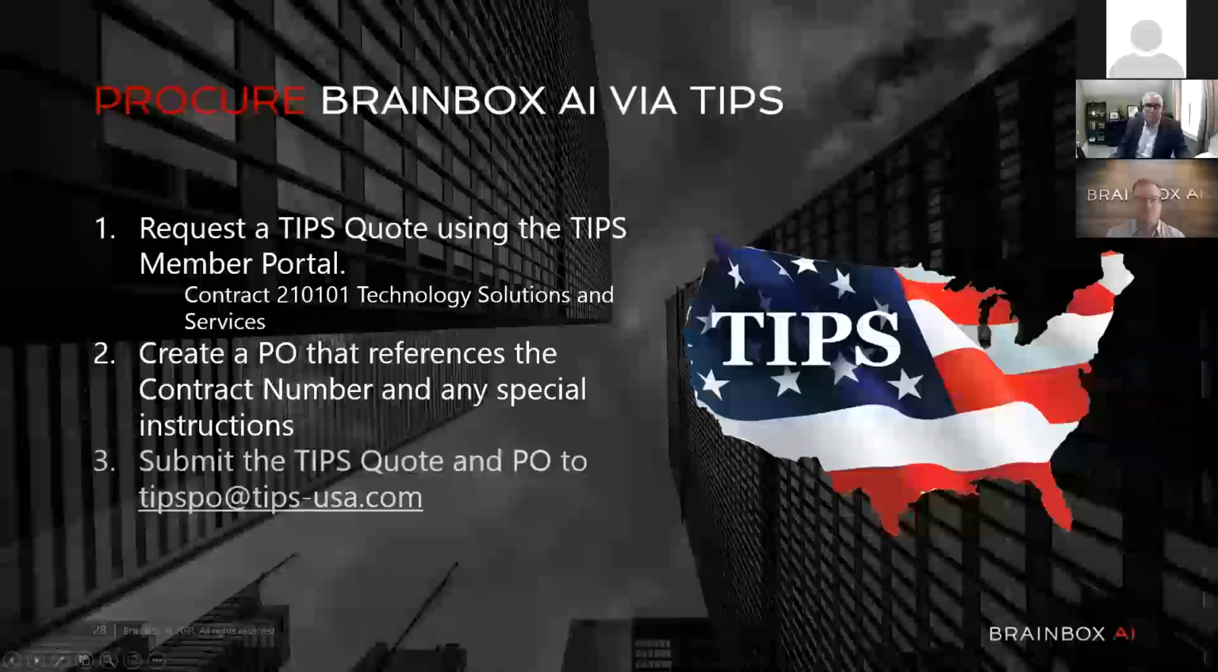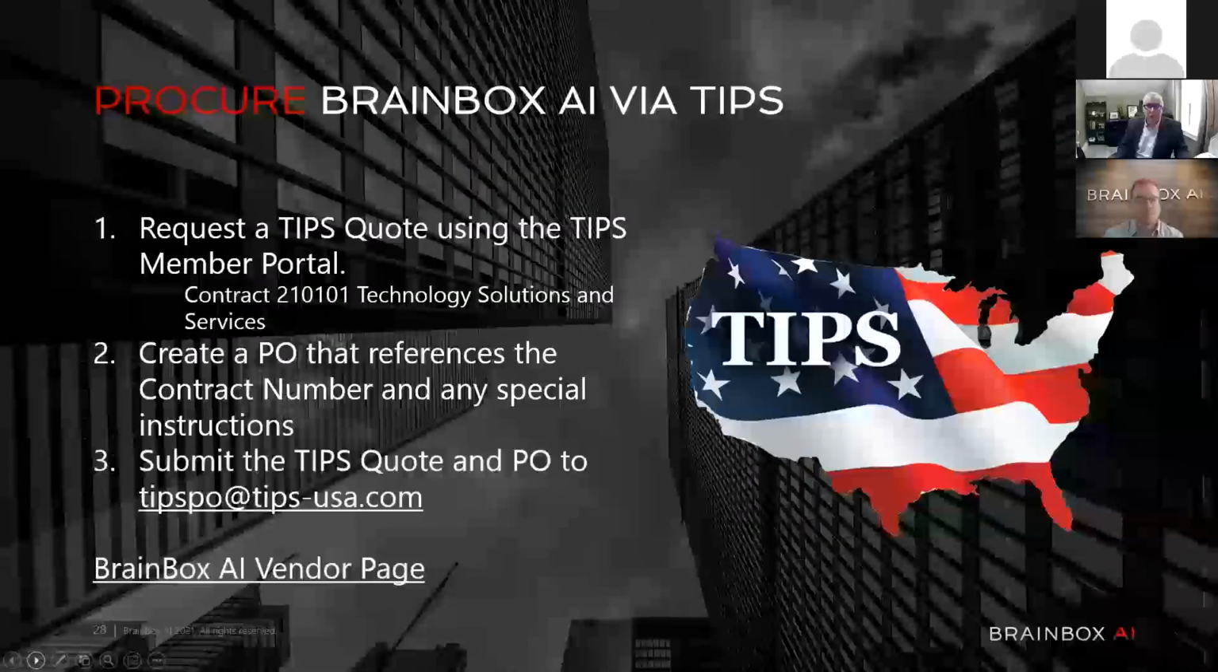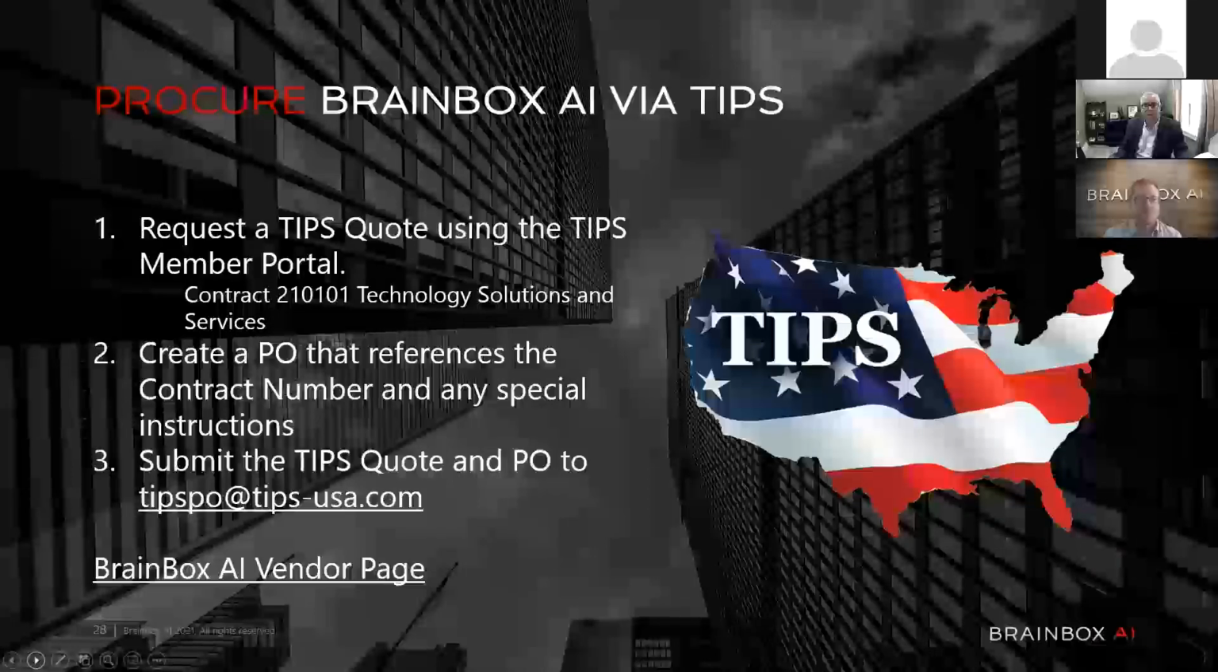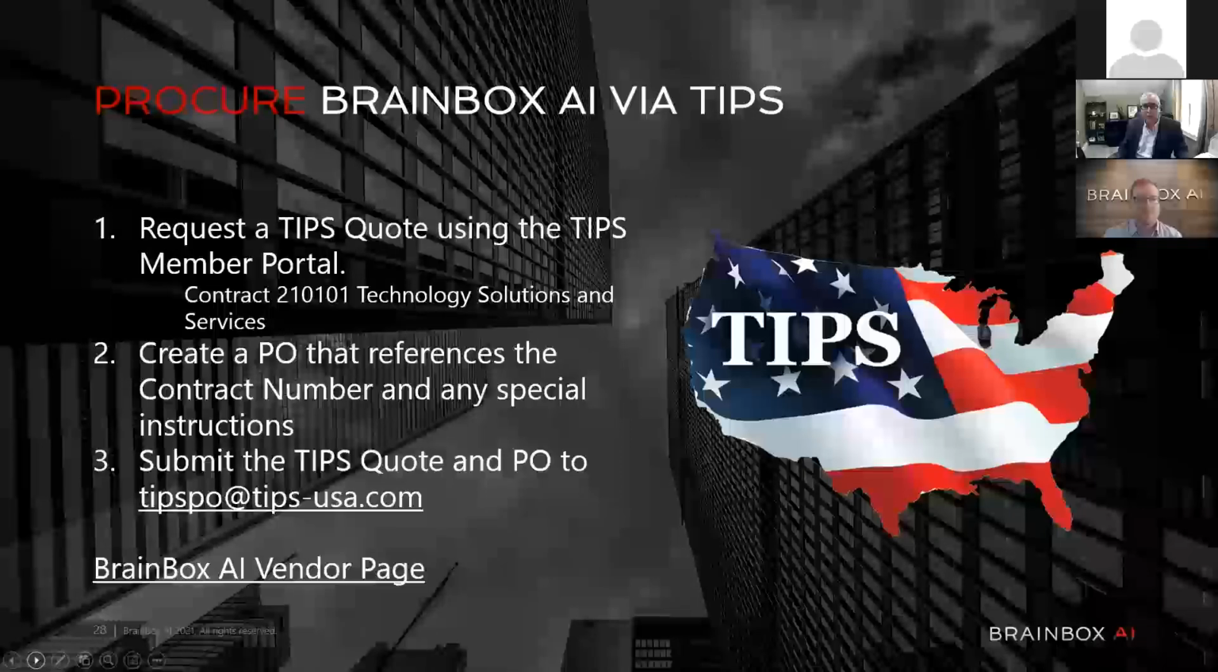And again, if you are a TIPS customer and that's of interest to you, certainly we can provide more information, but there is a specific contract number. BrainBox is listed under the Technology Solutions and Services section, with contract number 210101. Once we get to that stage, the RealTerm and BrainBox team will be able to assist you with that. You create your PO, reference that number, and submit it through TIPS. Just like any other purchase you make with TIPS, this is no different.